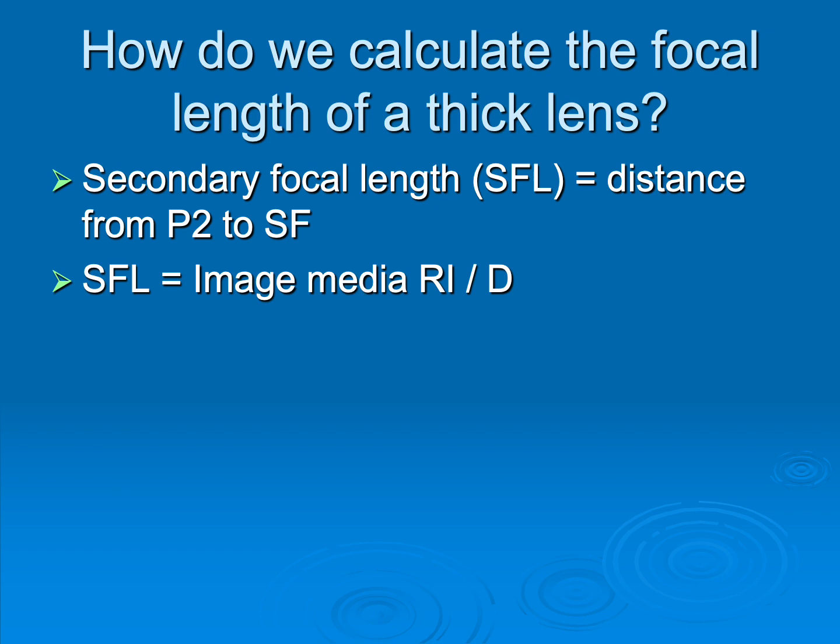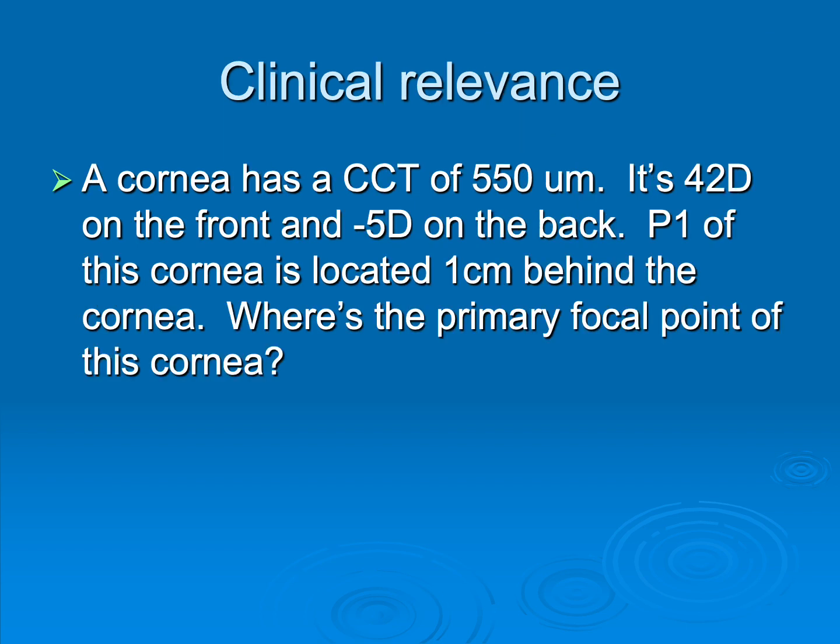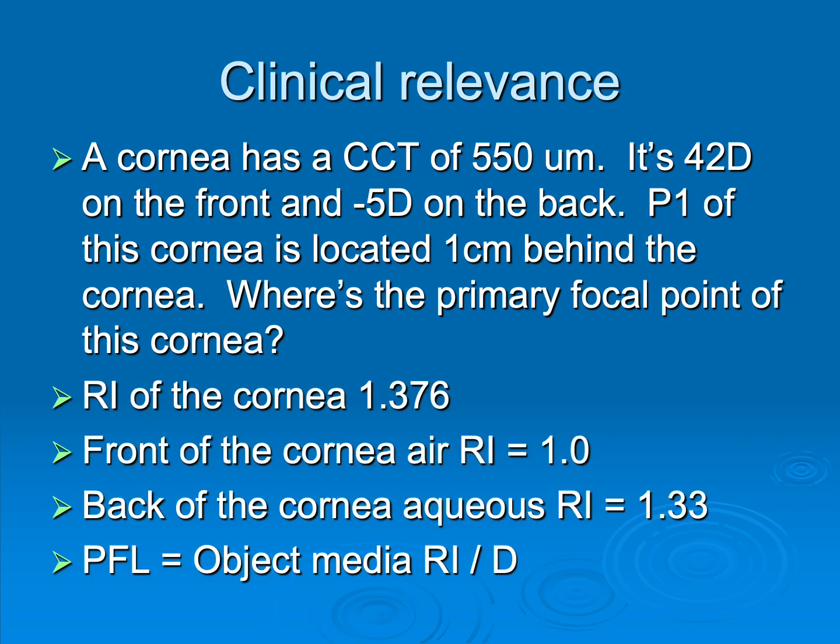Now, on to some clinical relevance of all this information. So here we go. We have a cornea with the central corneal thickness shown here, 42 diopters on the front, -5 on the back, and magically, somehow we know that the front principal plane of this cornea is located 1 millimeter behind the cornea, and what we want to know is, where is that primary focal point? So here's what you need to know. The refractive index of the cornea is truly 1.376. We're not going to use a fudge factor here. The front of the cornea is in air, so refractive index of 1, and behind it is aqueous, 1.33, and we've got our formula right here.